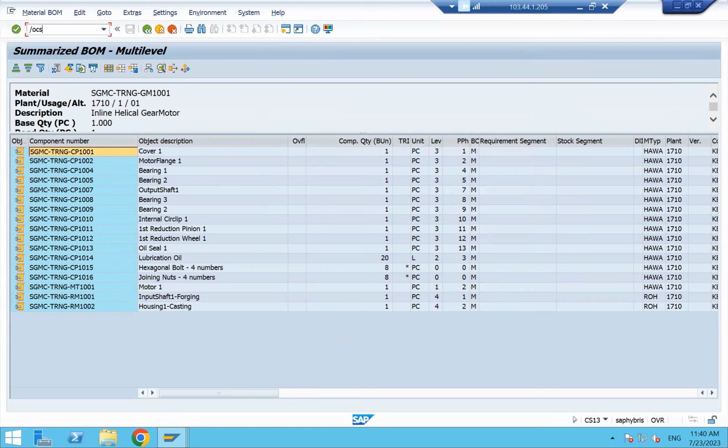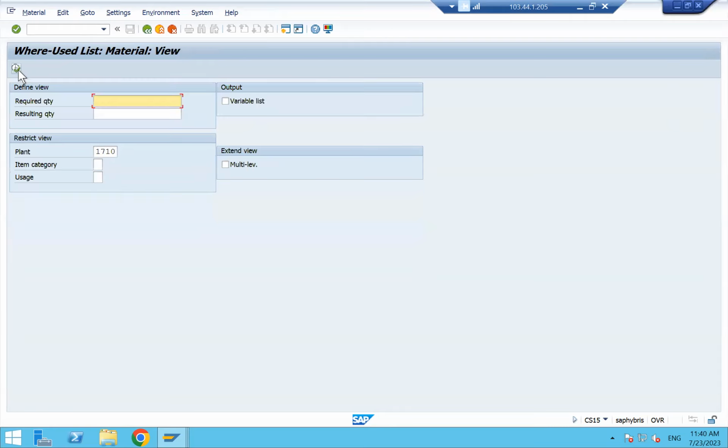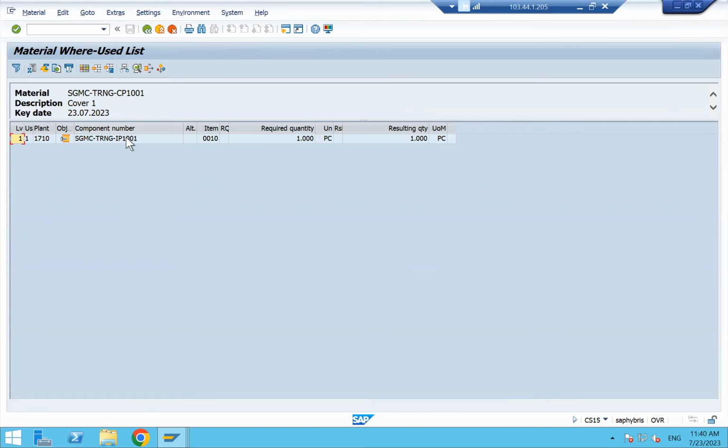Now I want to know where a particular component is used. For that I use CS15, the where-used list. For example, I want to know where this particular component TRNG CP1001 is used. I click here, direct, then material BOM, then I click here. What is the quantity I want to see? For example, if I use one number, what will happen? So it is showing this is used in the input.